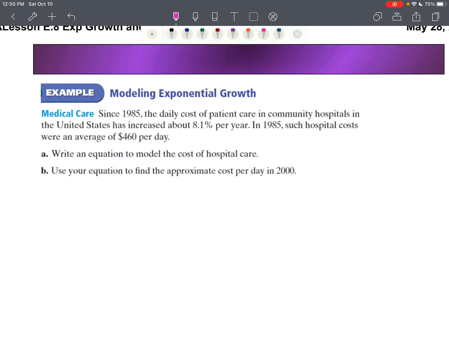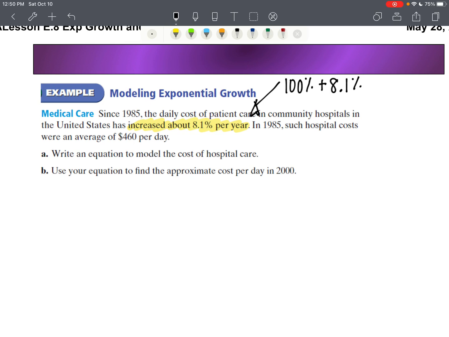So let's model exponential growth when it talks about some money here. Medical care. Since 1985, the daily cost of patient care in community hospitals in the United States has increased about 8.1% per year. So increased by 8.1% per year means that we have 100% plus our increase of 8.1%.